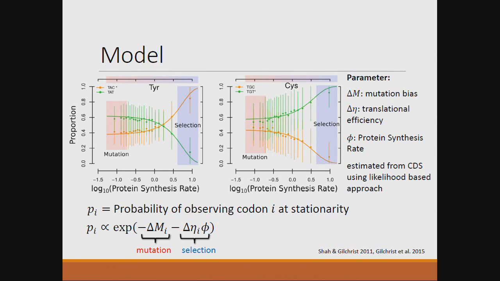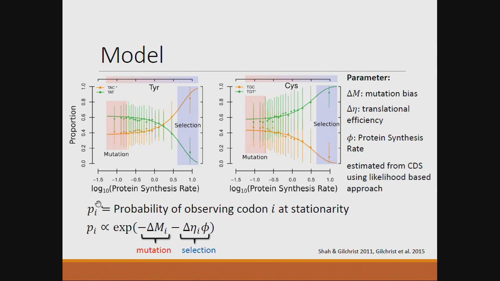So we're looking at mutation bias, translational efficiency, and protein synthesis rate. Mutation bias, well, clearly that's mutation. And we can think about selection as a product of the translational efficiency, which you can think of as the directionality of selection, and the synthesis rate phi, you have to love your Greek letters, as a scaling of selection.